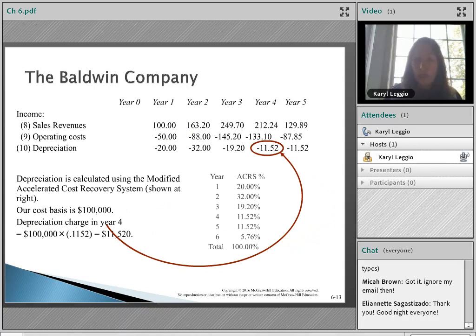We already did our depreciation schedule, so 20% on 100,000 is 20,000 in the first year. The only thing to remember with accelerated is the accelerated always goes back to the initial cost basis. So the next year it's 100,000 and a 32% rate, or 32,000 in costs. So each year those are our depreciation costs.